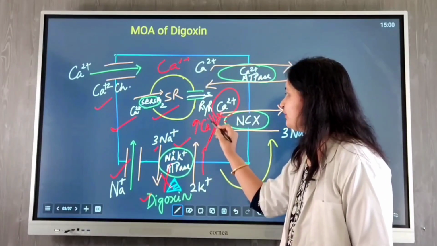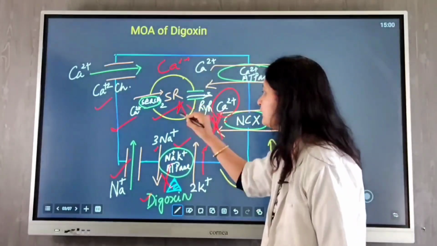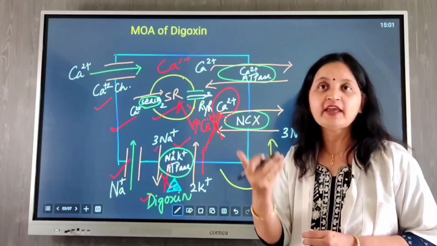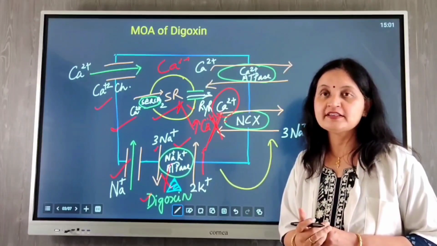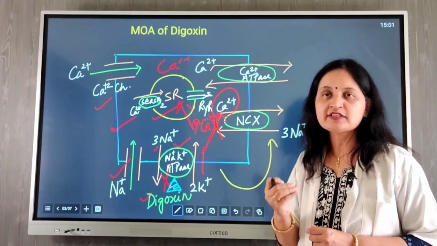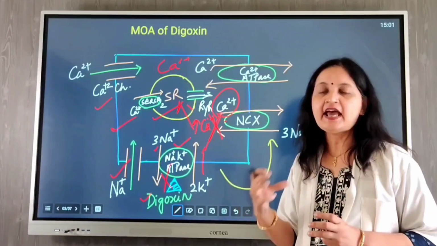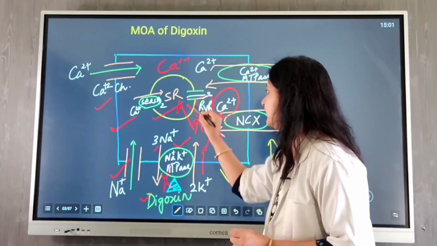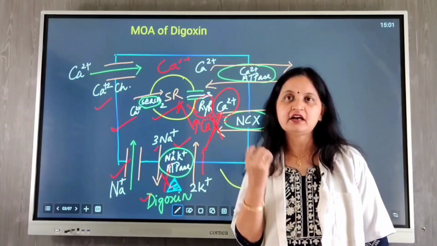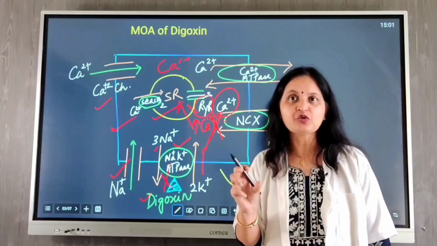There is increased calcium inside the cardiac myocyte, and this increased calcium enters into the sarcoplasmic reticulum and is stored during diastole. Now during the next cycle of depolarization, when the depolarizing impulse reaches the cardiac myocyte, this extra calcium that is stored in the sarcoplasmic reticulum is released through the ryanodine receptor, and this increases the force of contraction. The contractility increases, the cardiac output increases. So in this way, digoxin acts as a positive inotropic agent.